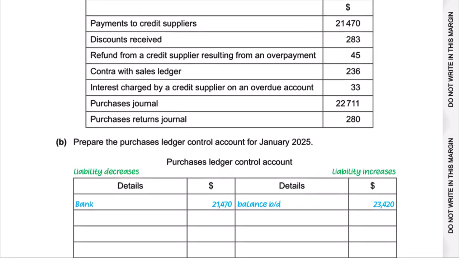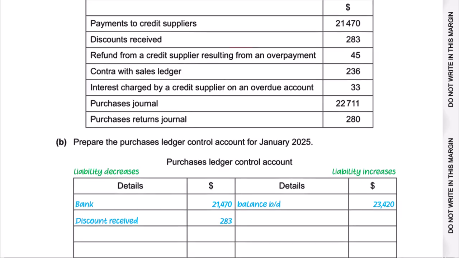At the time of making payment, discount received occurs. The business liability has decreased. So this is also written on the debit side. So here we write discount received and write down its amount.